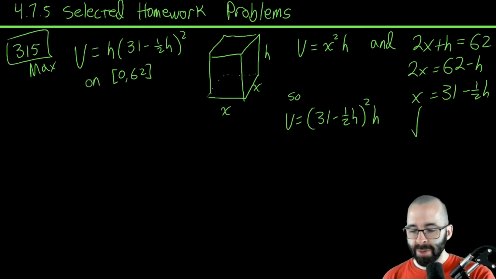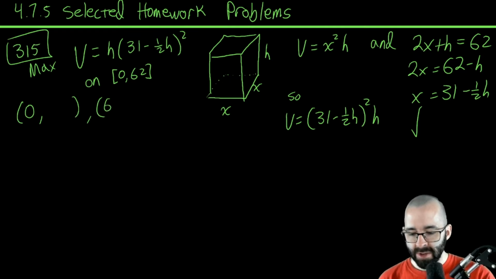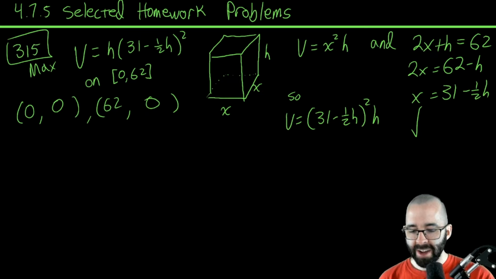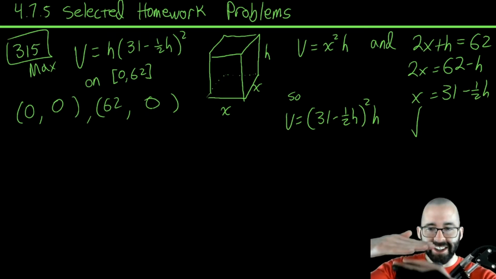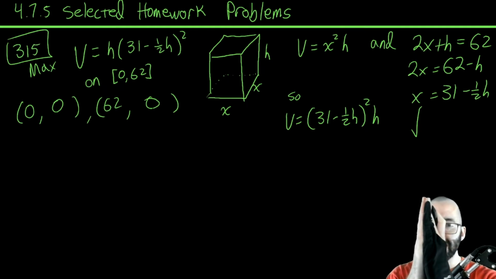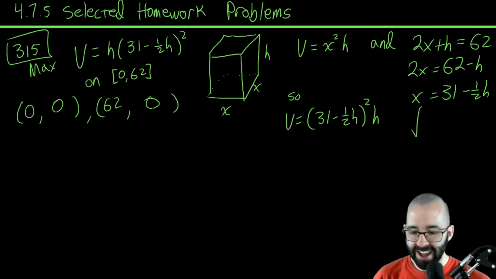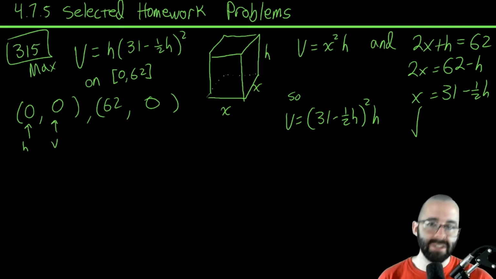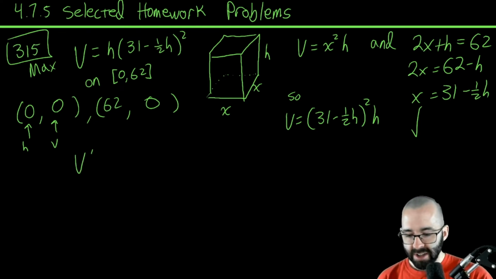So the maximum of this volume will either occur on the endpoints, when the height is 0 or when the height is 62, or at the critical points, which we're going to have to solve for. And again, the volume at these endpoints is 0. It is either infinitely tiny and very wide, or very tall and infinitely thin in that direction as well. Again, these are the independent variable and the dependent variable. So height of 0 is a volume of 0. Height of 62 is also a volume of 0. To find the maximum, let's look at the critical points.